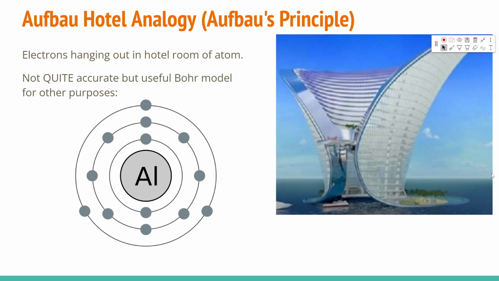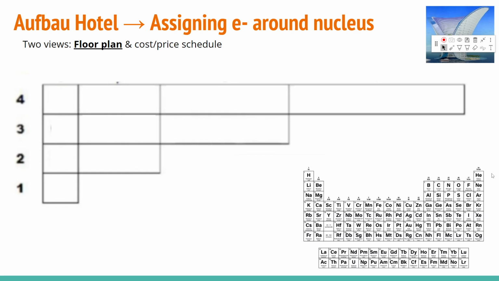The Bohr model, like this aluminum that is here, works for some purposes, but not all purposes. And so the Aufbau model makes more sense in terms of giving more precise locations of the electrons, because the Bohr model says, oh yeah, we're in the second energy level or the third energy level, but it doesn't give more information. And so this hotel analogy that I'm going to do explains a lot more.